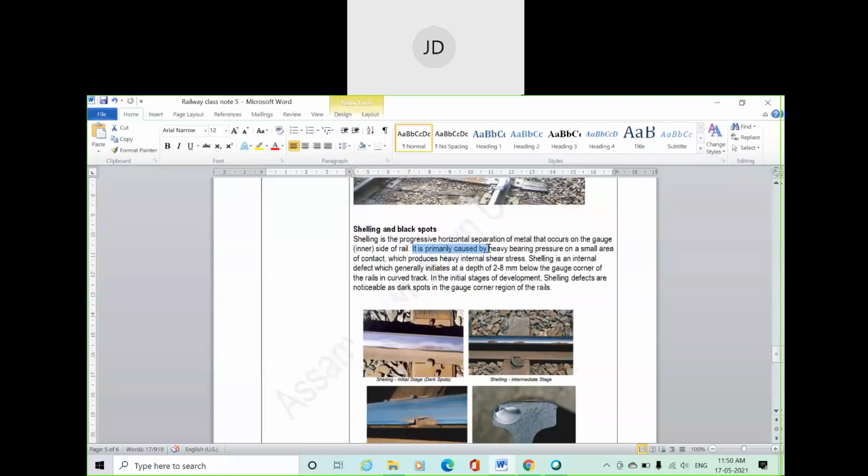It is primarily caused by heavy bearing pressure on a small area of contact, which produces heavy internal shear stress. That means if maximum loads are taken by the inner face of a rail, due to excessive or non-uniform load taken by the inner face of the rail, the wear may appear in the form of shelling and black spot. It occurs on the inner face of the rail, not the outer one.